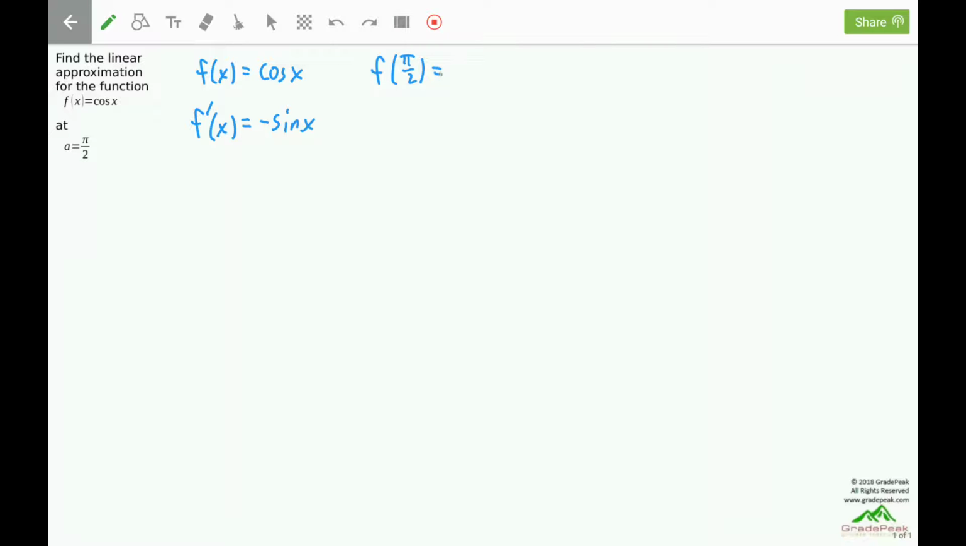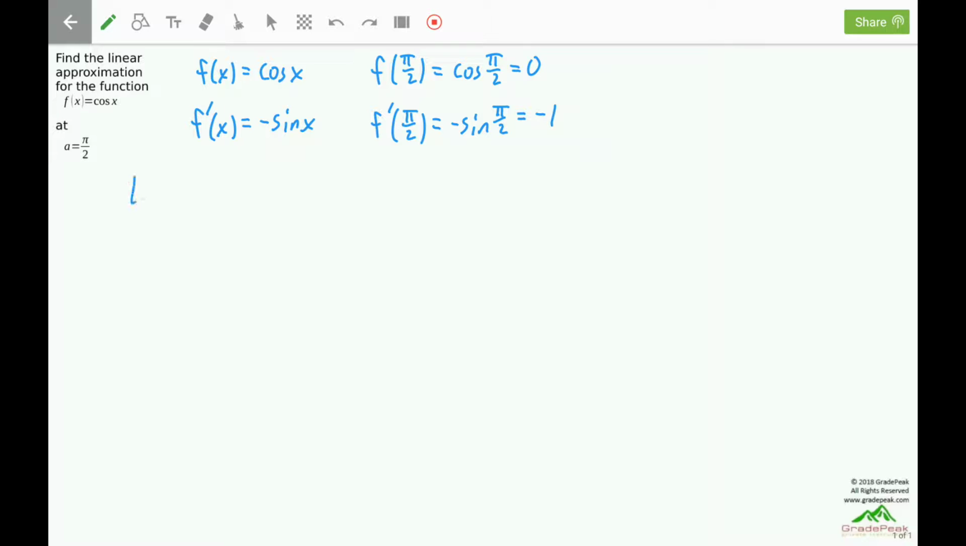The next thing to do is evaluate f at the a value, which is pi over 2, and that gives cosine of pi over 2, which is equal to 0, as well as f prime evaluated at the a value of pi over 2, which gives negative sine of pi over 2, and the sine of pi over 2 is a 1, giving a negative 1.